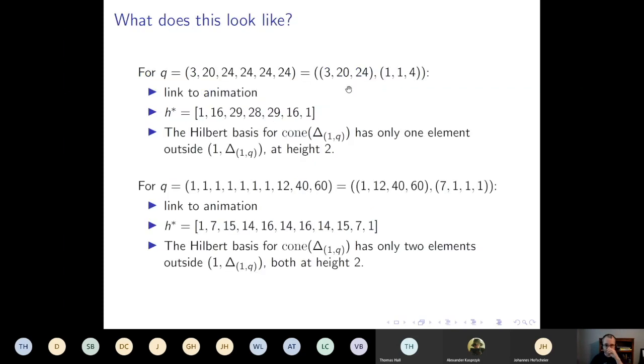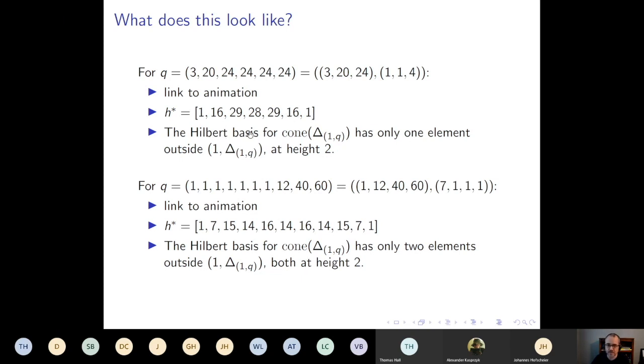Okay. So what does this look like? Let me just say a couple of examples. If Q is the vector 3, 20, 24, 24, 24, 24, so the distinct entries are these with multiplicities 1, 1, 4, the H star polynomial for this is 1, 16, 29, 28, 29, 16, 1. So it just barely violates unimodality because it goes up, dips a little, and then goes back down.